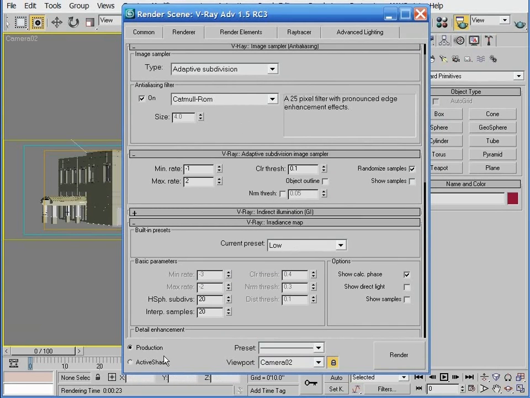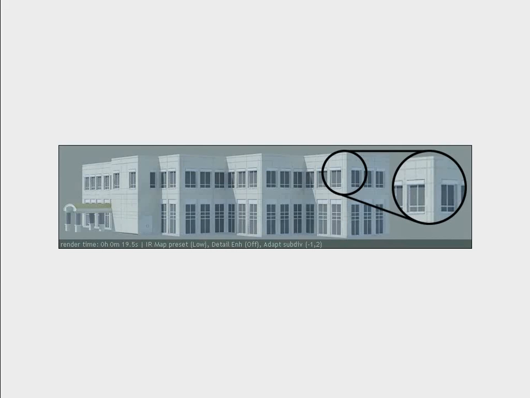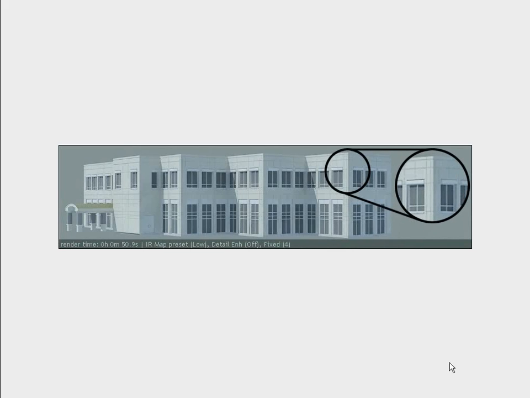So if I render the scene, this is what the image looked like before, and I'm just showing this again to show what it looks like right now. And if we change the image sampler to fixed and change the subdivision value to 4, this means that each pixel will be subdivided 4 times horizontally and vertically, thereby giving 16 subpixel samples. And the improvement is pretty drastic.